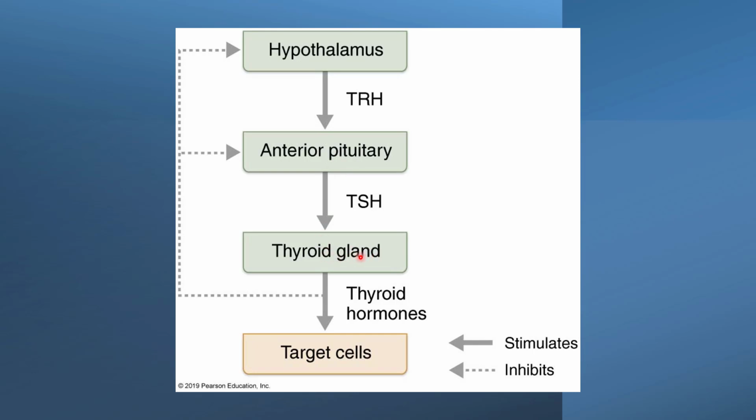So keep that in mind, primary, secondary. Primary is the last gland in line, first if you come from the bottom. Secondary is if it's a problem with the anterior pituitary.